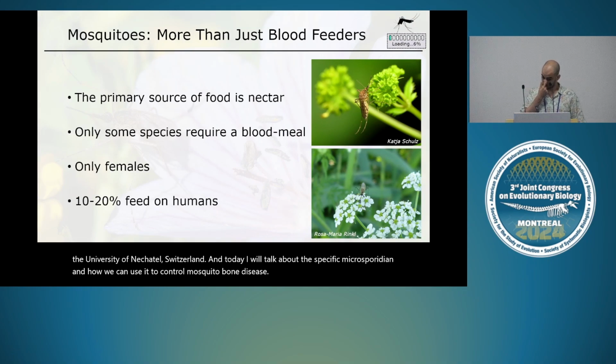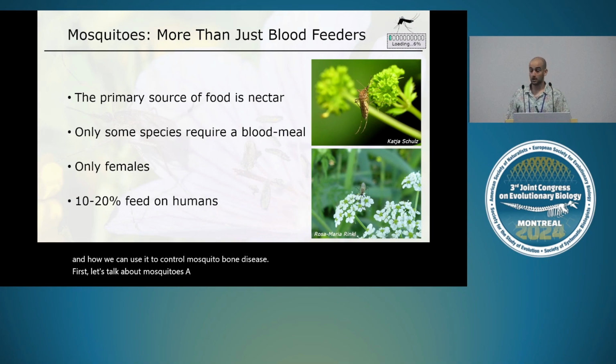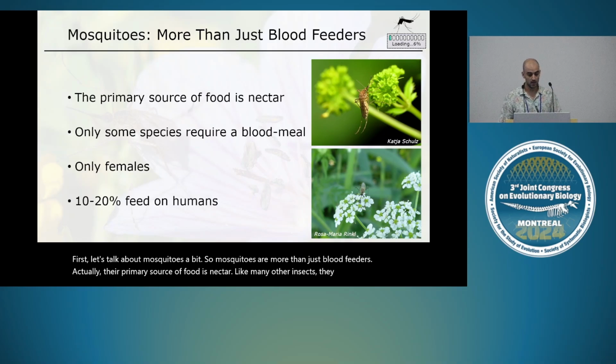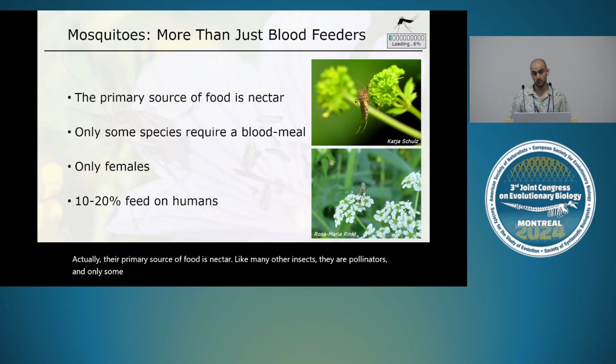First, let's talk about mosquitoes a bit. So mosquitoes are more than just blood feeders. Actually, their primary source of food is nectar, like many other insects. They are pollinators, and only some species require the blood meal.